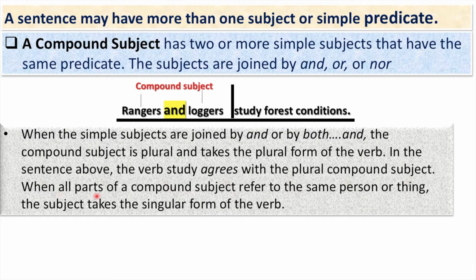When all parts of a compound subject refer to the same person or thing, the subject takes the singular form of the verb. Again, when the parts of the compound subject refer to the same person or thing, the subject takes a singular form of the verb. Okay?